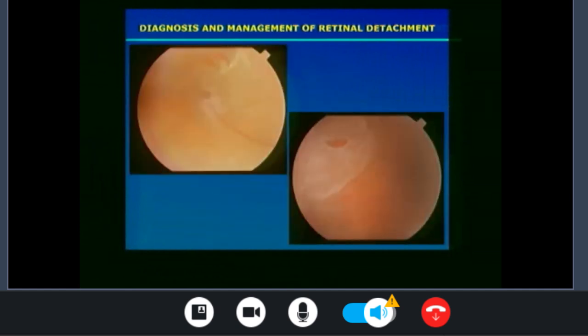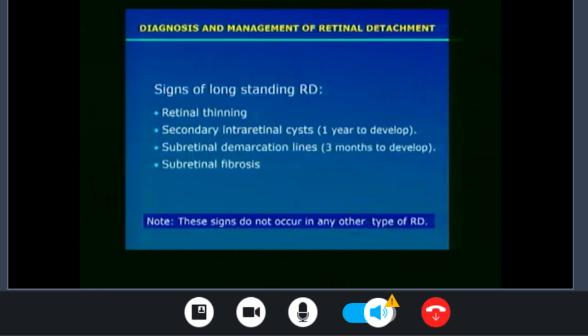So these are examples of the retinal breaks and retinal detachment. So what are the signs of long-standing detachment? In the emergency room, you can see a patient with retinal detachment, and you ask him what is the duration of the detachment. He tells you only 1 week. But you should be able, by looking at the retina, to know the exact duration of the detachment, because there are signs of long-standing detachment.